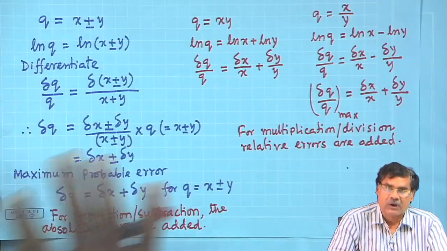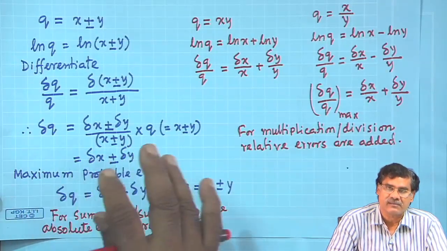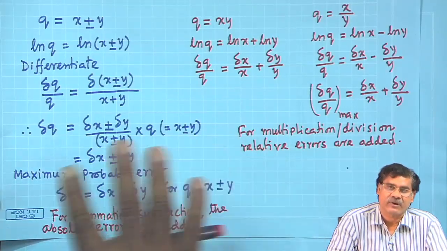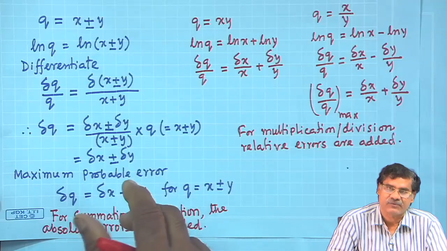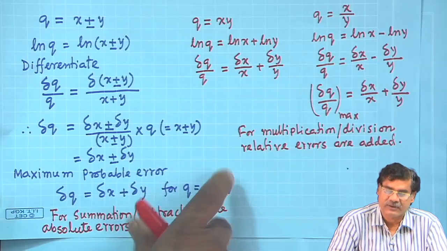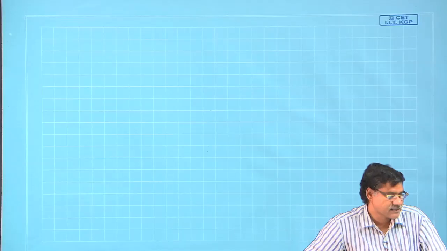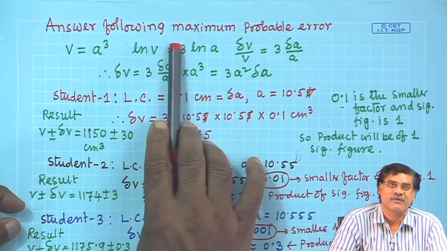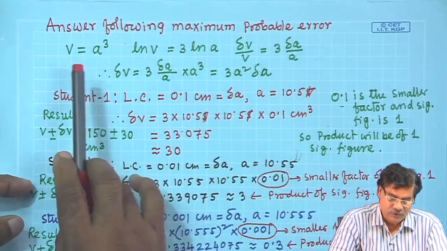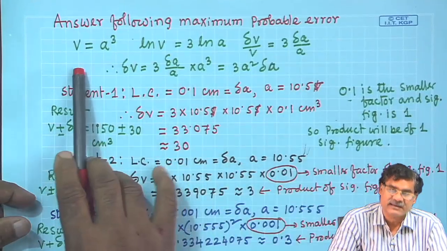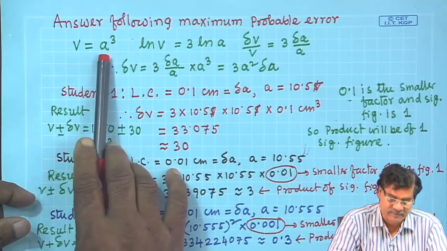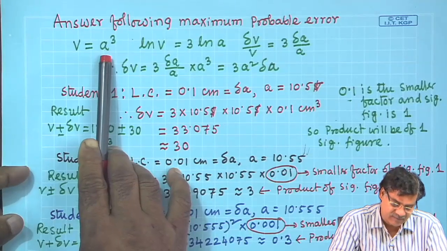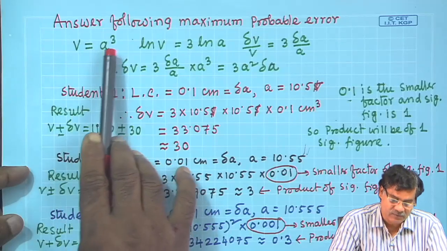Okay. So, now how to calculate error, that we have learned. So, this we will apply for our example, to find out the volume of a cube. Okay. So, let me go back there. So, basically the answer now we are writing follows the maximum probable error. So, what is the relation between volume and our measured parameter? This is the side or edge of the cube. So, volume V equal to A cube.